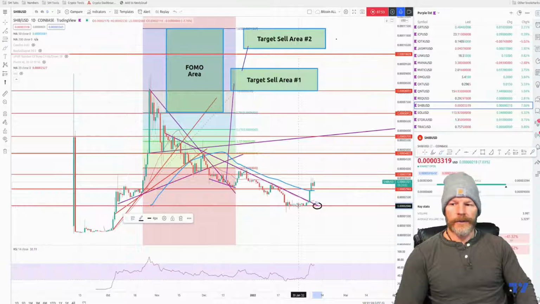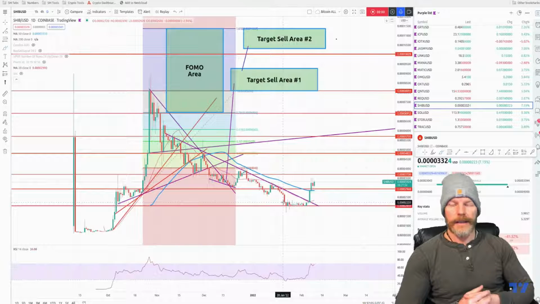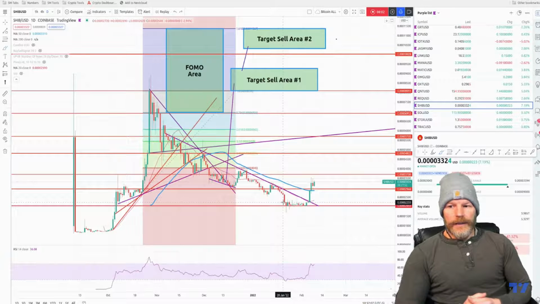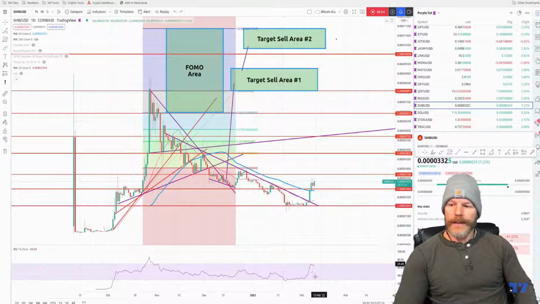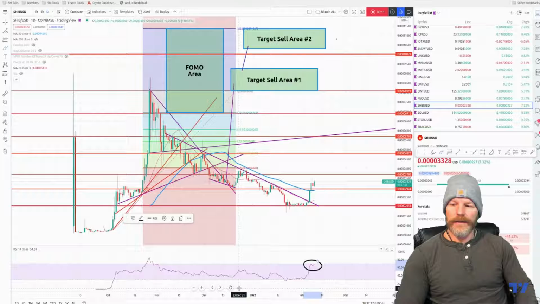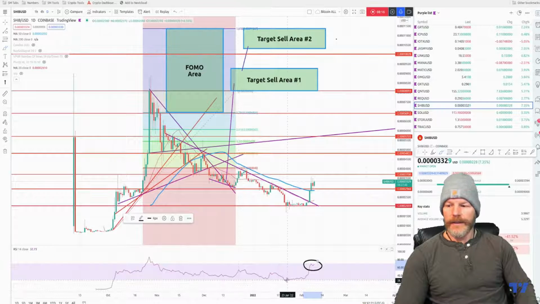I don't know if this is the beginning of another bullish run like I've been expecting. I don't know if that's going to happen. The other thing that I see that would make me hesitate entering this particular trade is this RSI being so high. I mean, we're almost into overbought territory. So just a few days ago, a couple weeks ago, we were in oversold territory, and now we're already up in overbought territory.